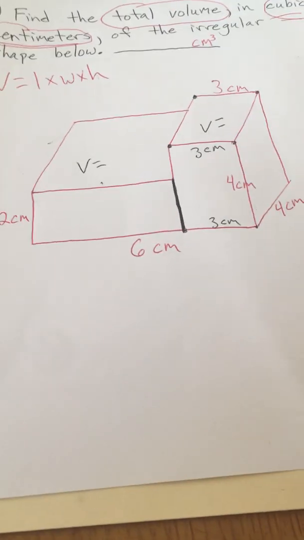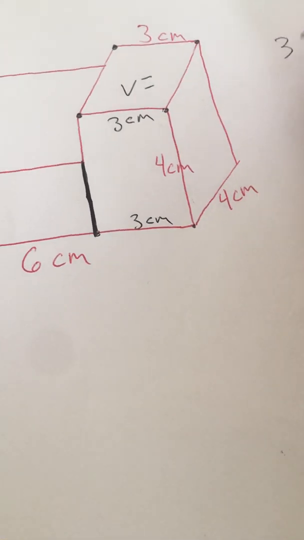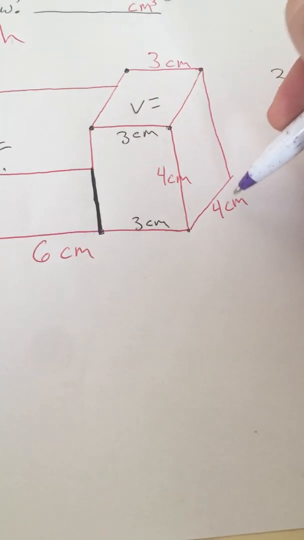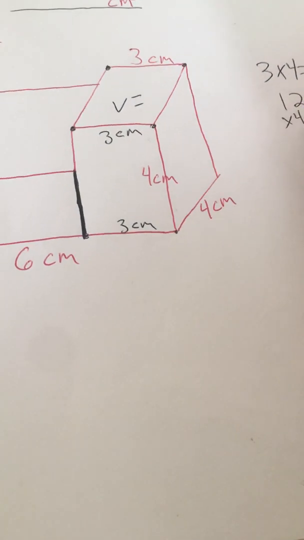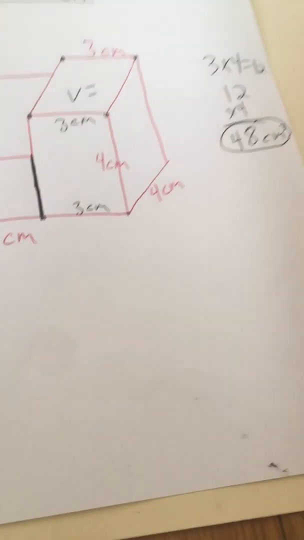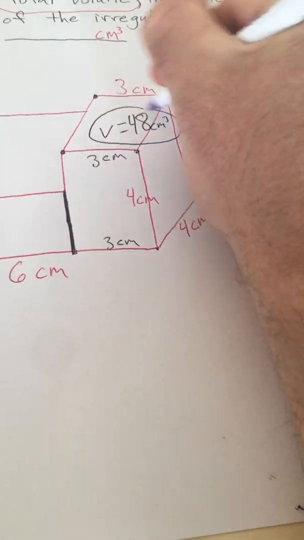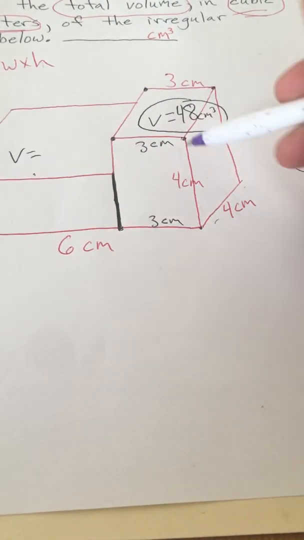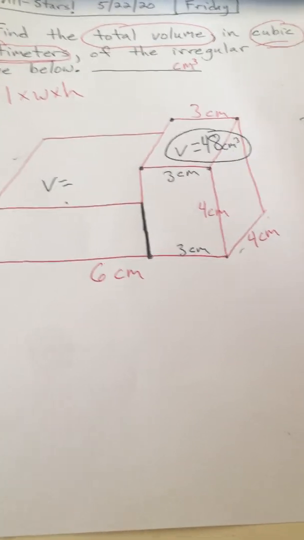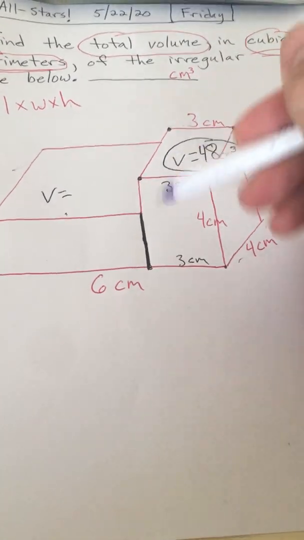Okay? So we already know 3 times 4 times 4 is going to be the volume for here. So 3 times 4 is 12, and then we have to do that times 4. 12 times 4 is 48 centimeters cubed. Okay, so the volume of this one here is 48 centimeters cubed. We did 3 times 4 times 4. Those 3 dimensions, length times width times height, centimeters times centimeters times centimeters, are centimeters cubed. Okay, but that's just this section here.